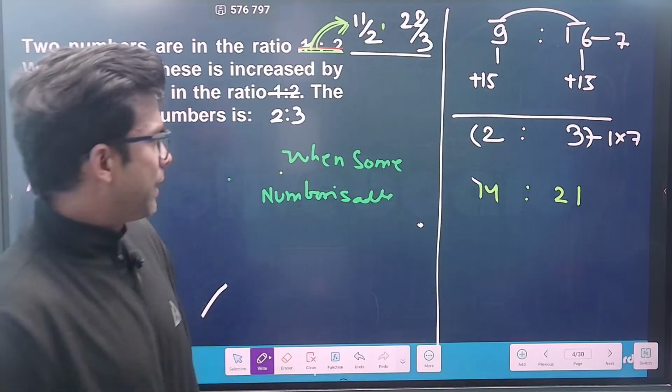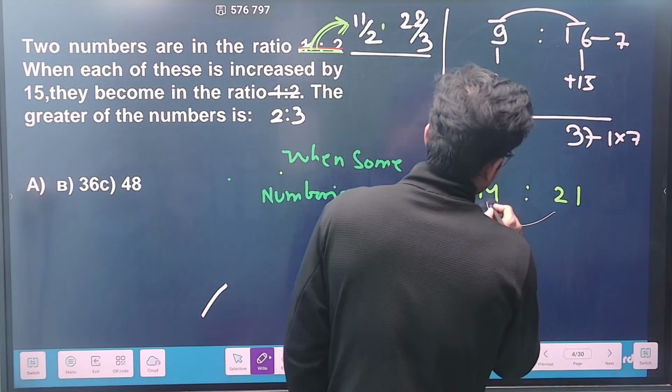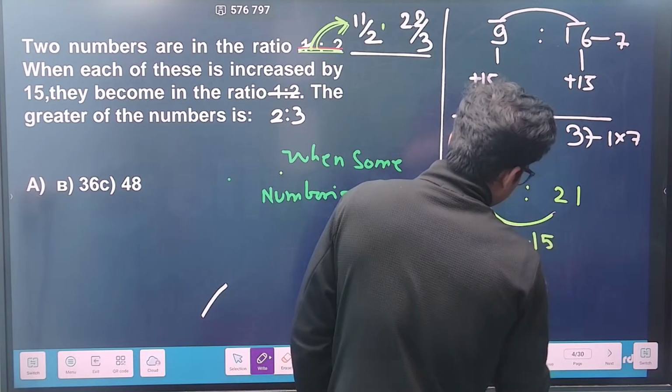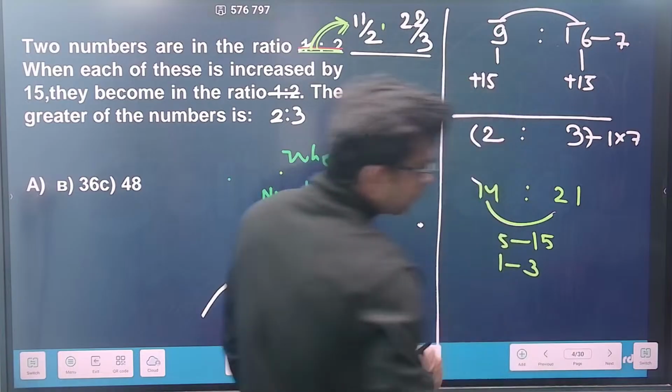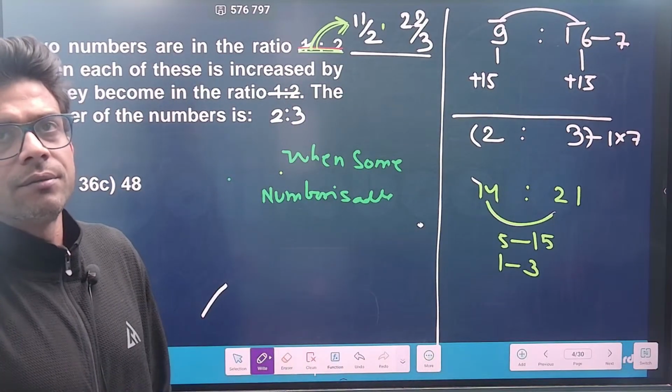So basically, the adding part, this 5 becomes 15. If 5 becomes 15, then 1 becomes 3. Clear? 5 becomes 15, 1 becomes 3.